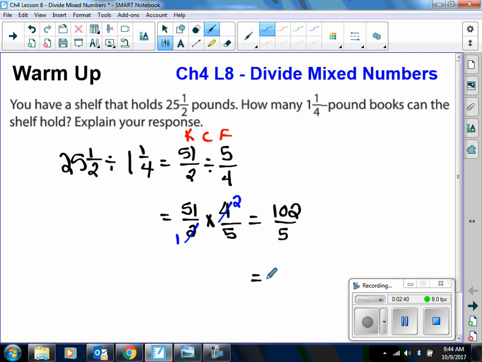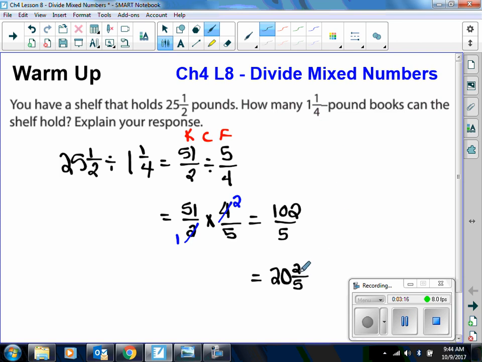Bless you. And now we're going to change this back to a mixed number. So how many times does 5 go into 10? Twice. With how many left over? 0. So how many times does 5 go into 2? 0. With how many left over? 2. So here we're going to end up with 20 2/5. Now the question is, how many 1 1/4 books can we fit on the shelf?